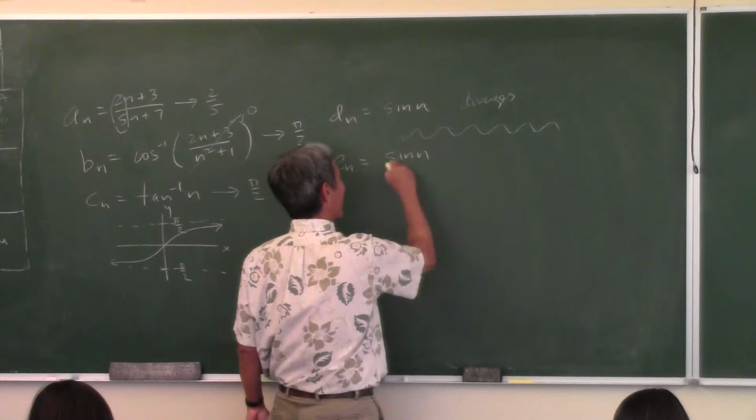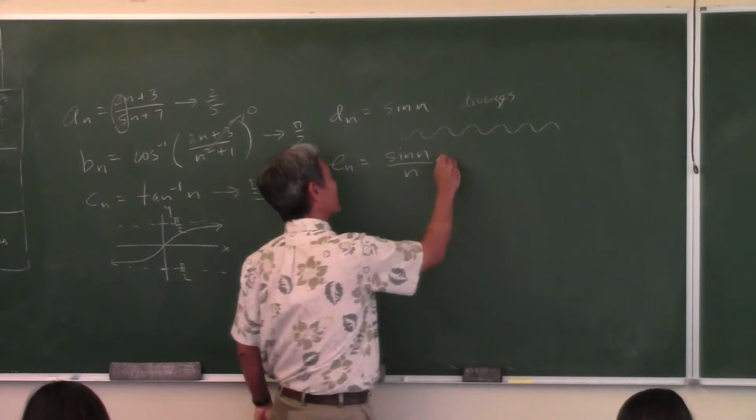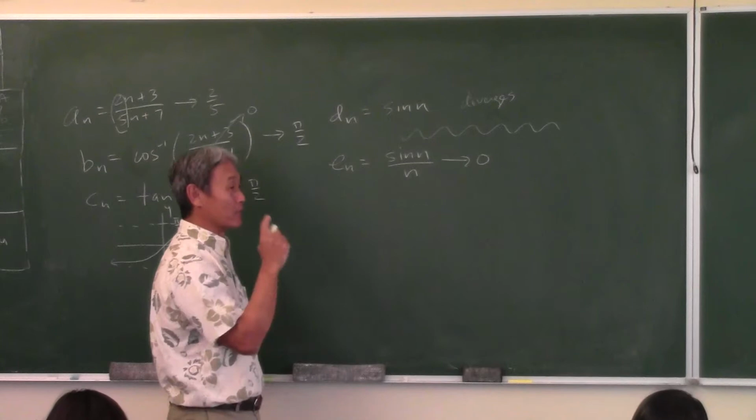Sine n over n. Remember I told you to just memorize this one? What is it? Zero. Very good. This sequence converges to zero. Down, why? This is not friend. Friend is when you take the limit as n approaches infinity, but here we're taking the limit as n approaches infinity.